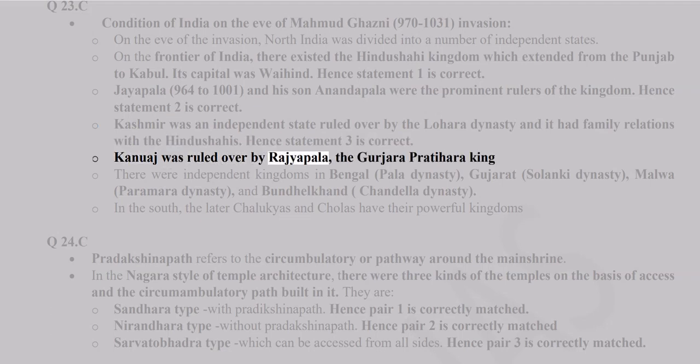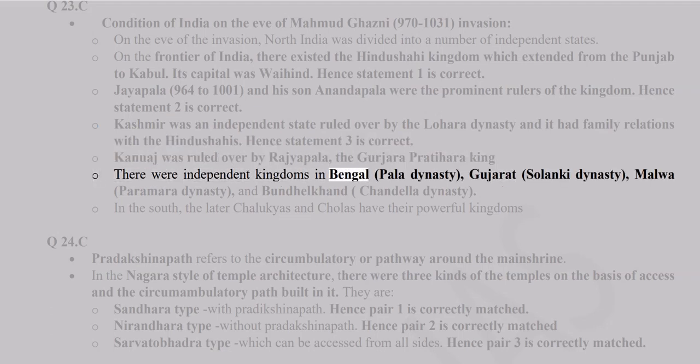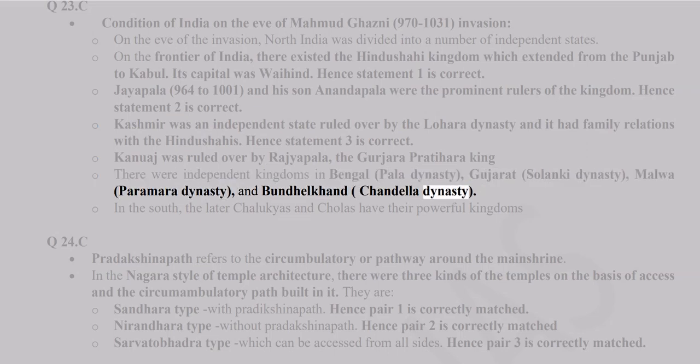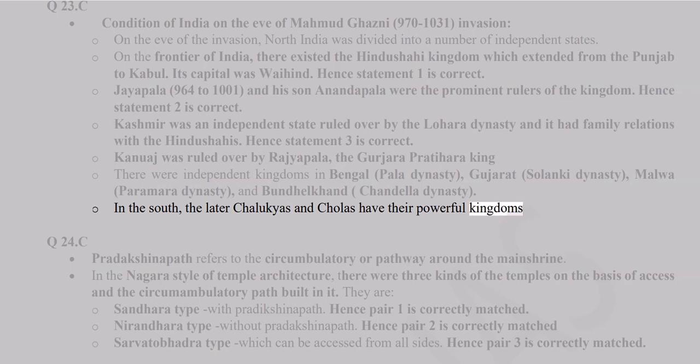Kanauj was ruled over by Rajyapala, the Gurjara Pratihara king. There were independent kingdoms in Bengal, Pala dynasty, Gujarat, Solanki dynasty, Malwa, Paramara dynasty, and Bundelkhand, Chandela dynasty. In the south, the later Chalukyas and Cholas had their powerful kingdoms.